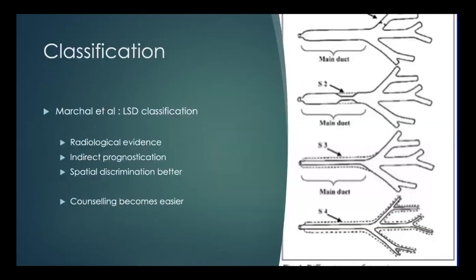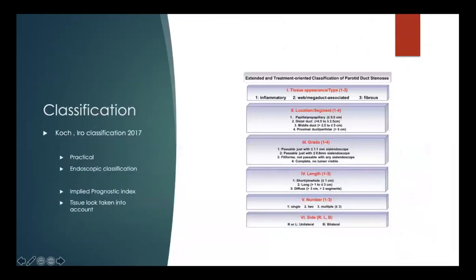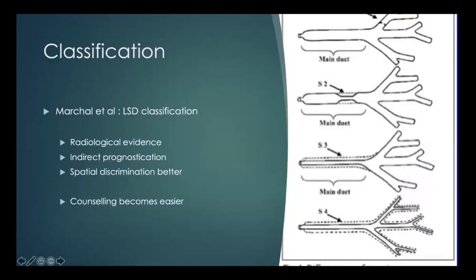Now, once we got all our radiology, we had to classify what we were dealing with. And Francis Marshall in Geneva came up with this excellent classification tool in which the stenosis of the duct was divided anatomically. Now, remember this classification came out almost 17, 18 years back. He divided it into S1, S2, S3, and S4 according to the type of stenosis.